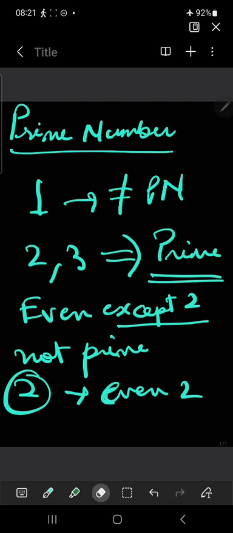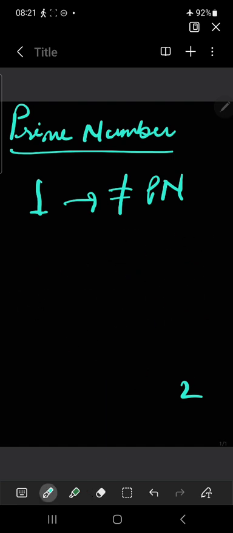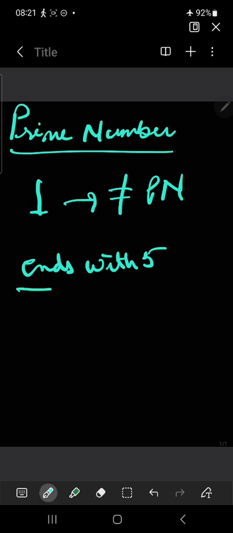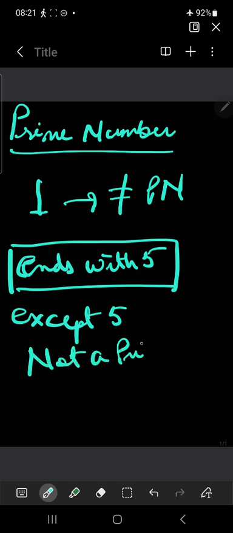Now look for the other methods also. If any number ends with 5, except 5 itself, then that number is also not a prime number. So this is another way of finding prime numbers. Any number ending with 5 except 5 is not a prime number.